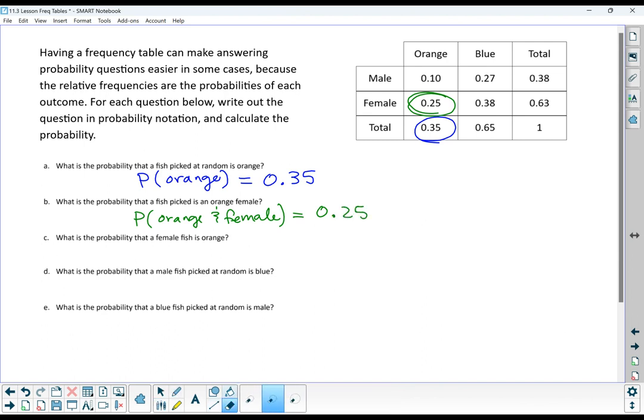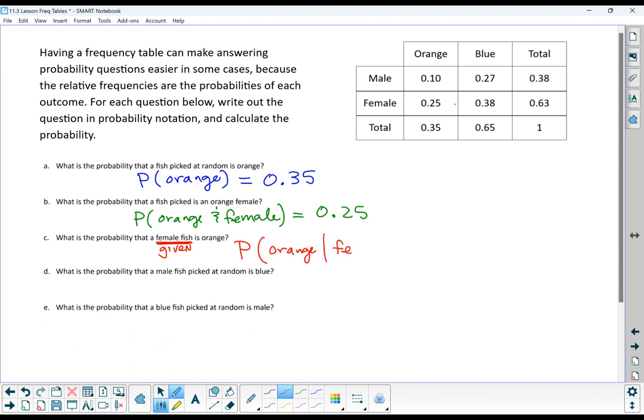Okay, the next questions are going to switch over to some conditional statements. This one says, what is the probability that a female fish is orange? So this is my given. I know that the fish is female. I'm wondering what the probability is that that female fish is orange. Sorry, I meant to write a P for probability. This is the probability of getting an orange fish given that we know it is a female fish.